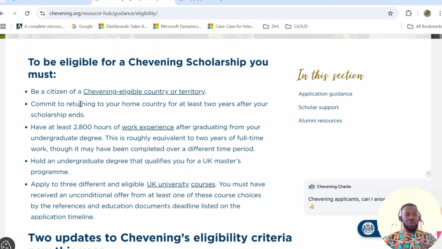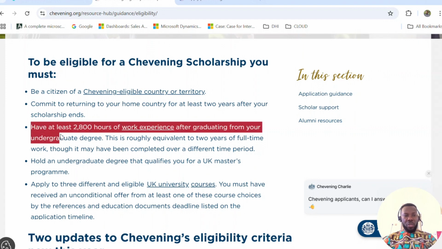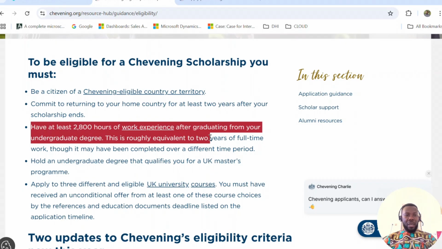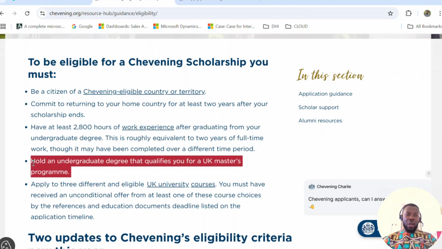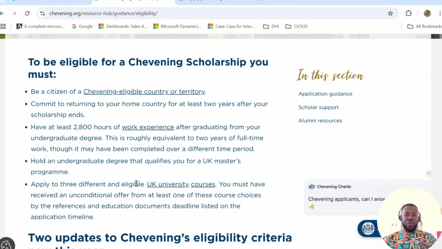You should be committed to returning to your home country for at least 2 years after the scholarship ends, and then you must have at least 2 years of work experience following your undergraduate studies. And then you must hold an undergraduate degree that qualifies you for a UK master's program. As long as you are qualified to apply for a UK master's program, you would also be qualified in terms of your academic qualification. You must apply to 3 different and eligible UK university courses.